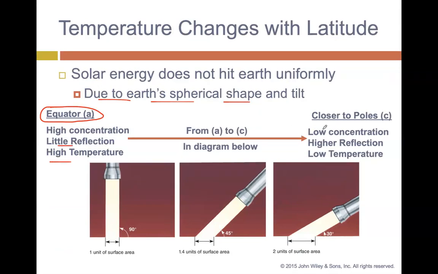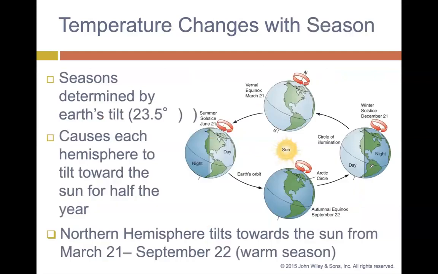As we get closer to the poles, the light rays hit the Earth at an angle due to the tilt of the Earth. So closer to the poles, we get a lower concentration of these light rays hitting the Earth, a higher reflection of those sun rays, and just a much lower temperature at the poles, which makes sense. It's very cold at the North and the South Pole.